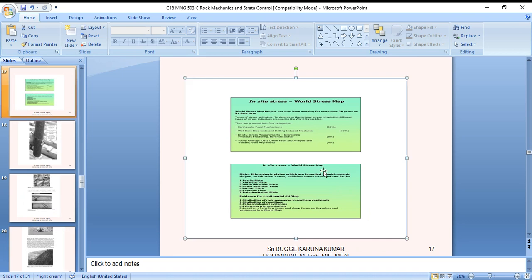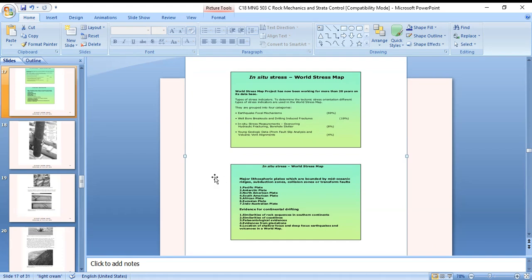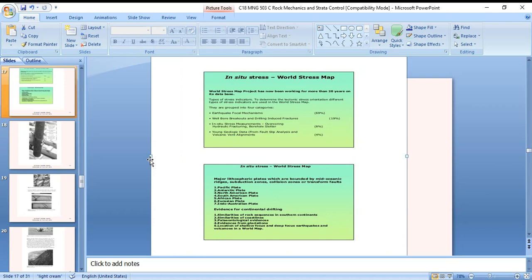In-situ stress maps are there. These are the stresses developed in various regions in the plate tectonic movement, other conditions also there. They are grouped into four categories: earthquake focal mechanism, well breakout, and dealing with these features. This is stress measurement, overcoring, hydraulic fracturing.